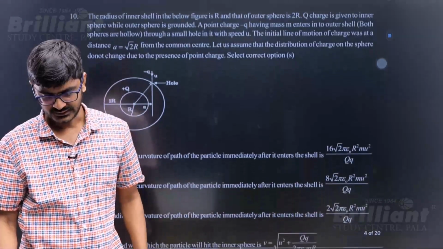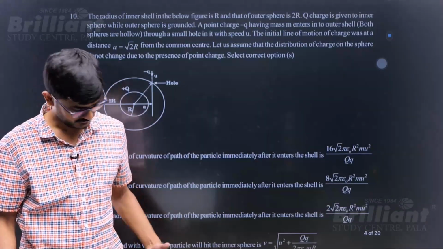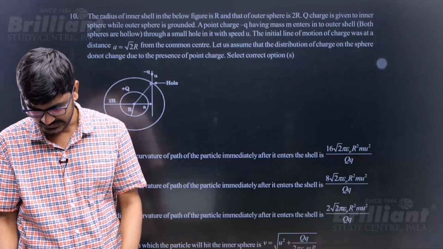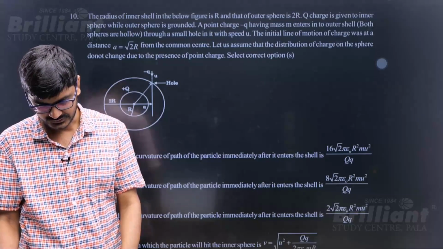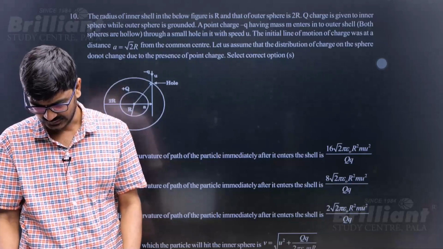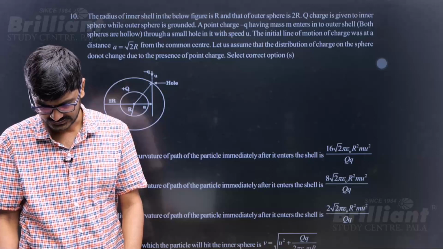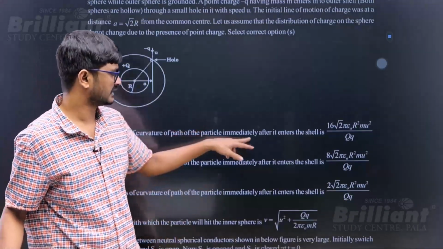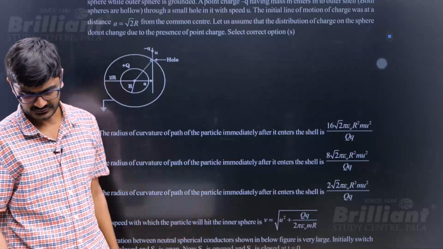Next question goes like: the radius of the inner shell in the figure below is r and the outer sphere is 2r. Q is the charge given to the inner sphere while the outer sphere is grounded. A point charge Q having mass enters from the outer shell, and the radius and all the other details are given. So basically they are asking what is the radius of curvature immediately and with what speed it will be hitting.